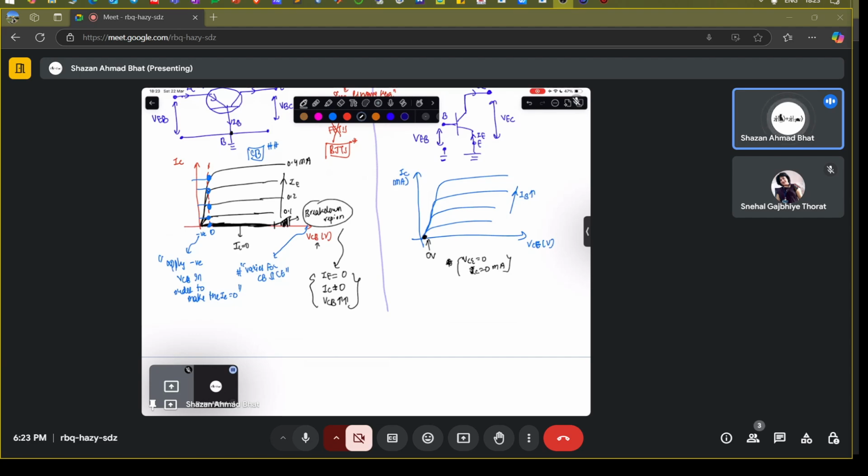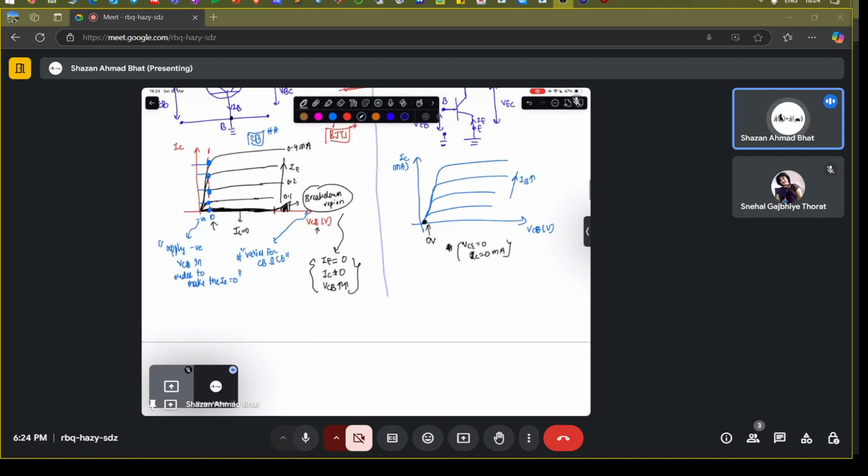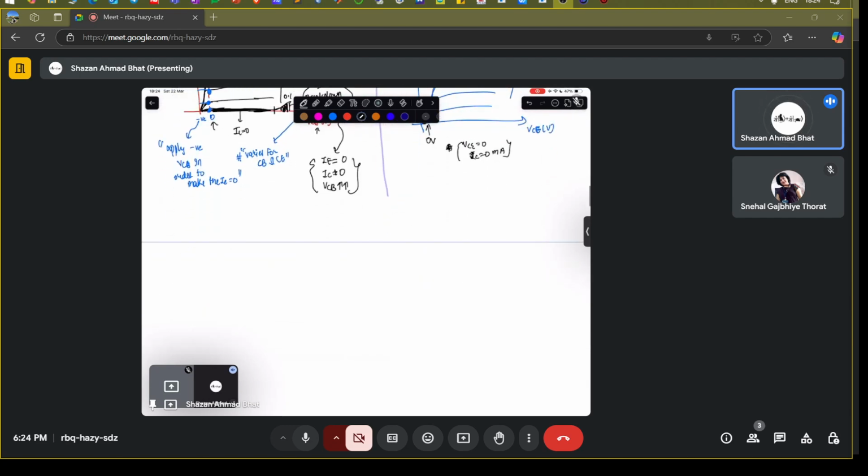And here it's not the case. In the common base configuration at 0 VCB, you don't get a 0 collector current, although one should assume that at 0 voltage, 0 VCB, you should get 0 current. But that's not going to happen in the common base mode. So that's what we are going to actually see.